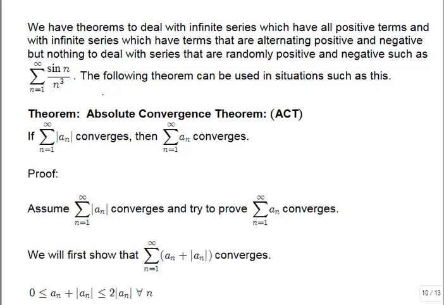So the following theorem can be used when you have a series like this. It's called the absolute convergence theorem. And it says that if the absolute value of your series converges, then the original series converges. So if you can prove absolute convergence, then you can show that the original series with that alternating piece in there must converge as well. So here's the proof.